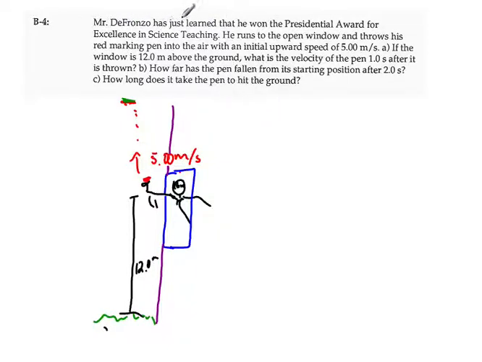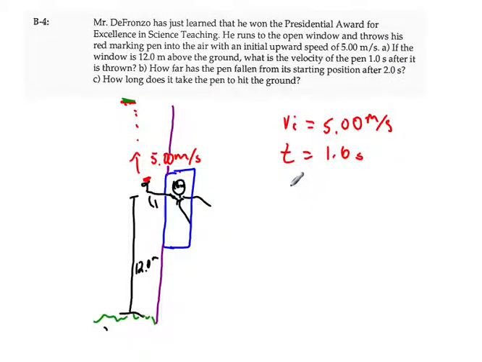Okay, we have a guy. He runs to the open window and throws his red marking pin into the air with an initial upward speed of 5 meters per second. So VI is 5 meters per second. A. If the window is 12 meters above the ground, what is the velocity of the pin 1 second after it is thrown? So time equals 1 second.